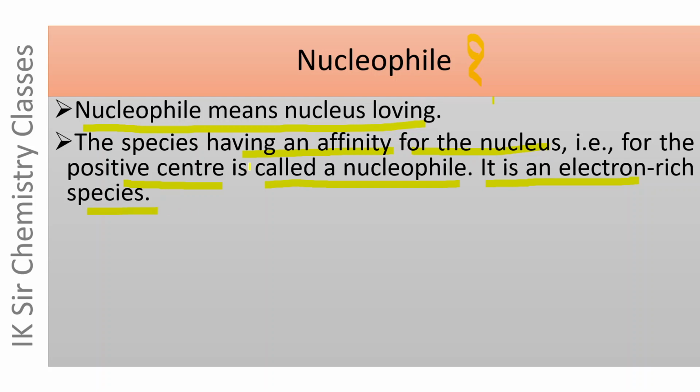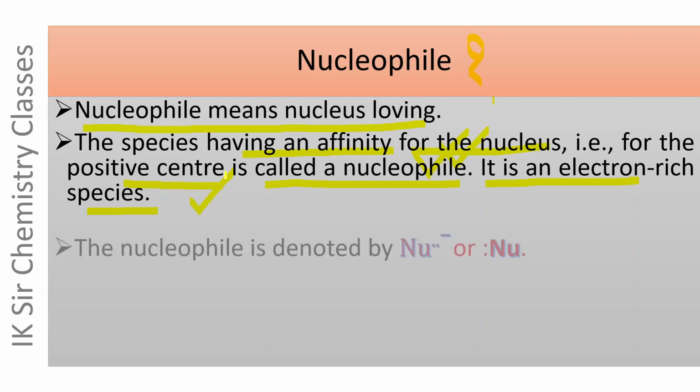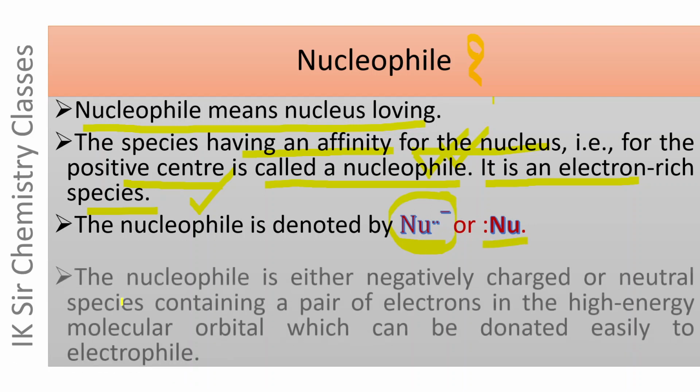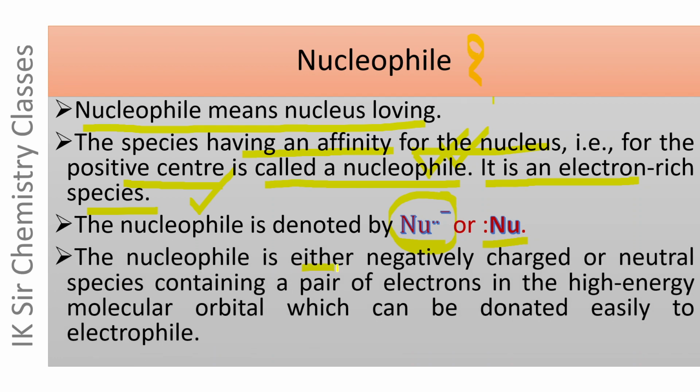Any molecular or ionic species having an affinity for the nucleus, that is for the positive center, is called a nucleophile, and it is an electron rich species. The nucleophile is denoted by Nu with an electron pair and negative charge, or simply Nu containing an electron pair. The nucleophile is either negatively charged or neutral species.